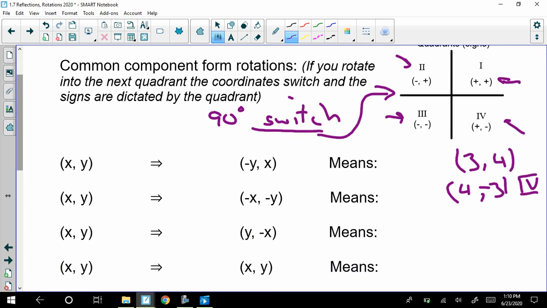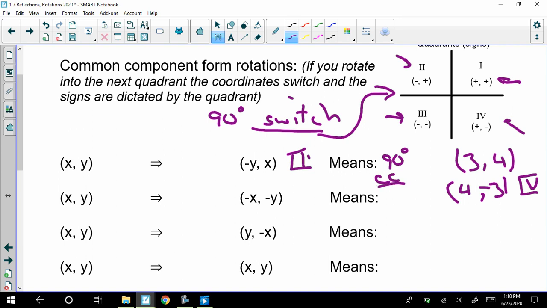So if I have x, y, and I switch the coordinates and the y-coordinate becomes negative, that first coordinate, well, that means we're in quadrant 2. So this is quadrant 2 because that first coordinate is negative. That means we went 90 degrees and we went counterclockwise.